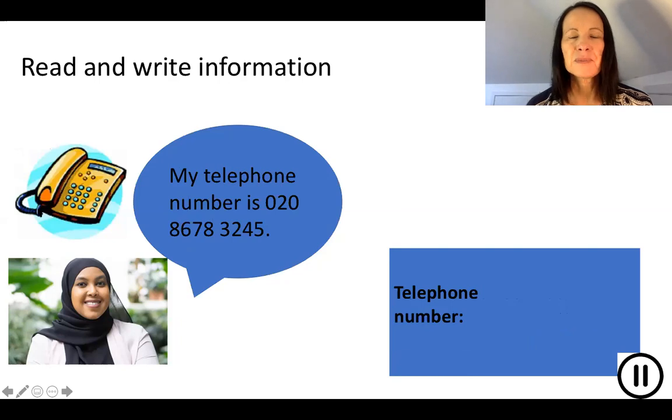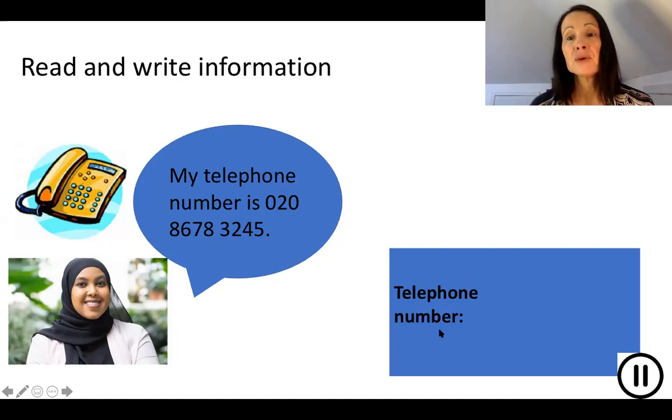Okay, let's have a look at the pictures again. So read and write information. And here we have a picture of a phone, telephone. So I think you know what this information is going to be. She says, my telephone number is 020-8678-3245. So this is what is required on the form, a telephone number.